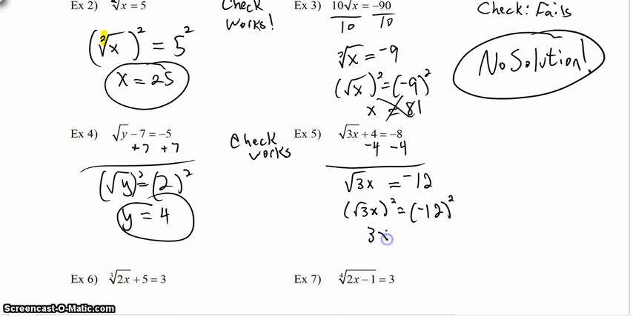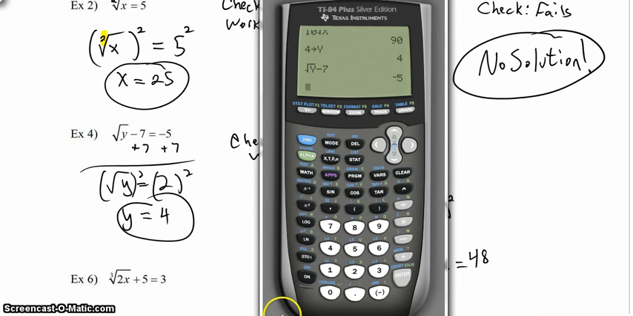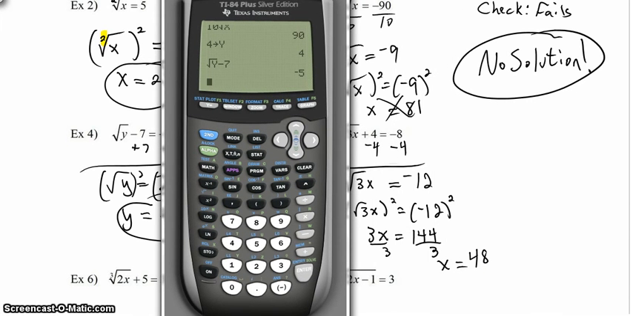And you will get 3x equals 144. And when you divide by 3, you're going to be able to get x is equal to 48. You can check that with a calculator. But I think more importantly, with our calculator, we should check even if that is possible.